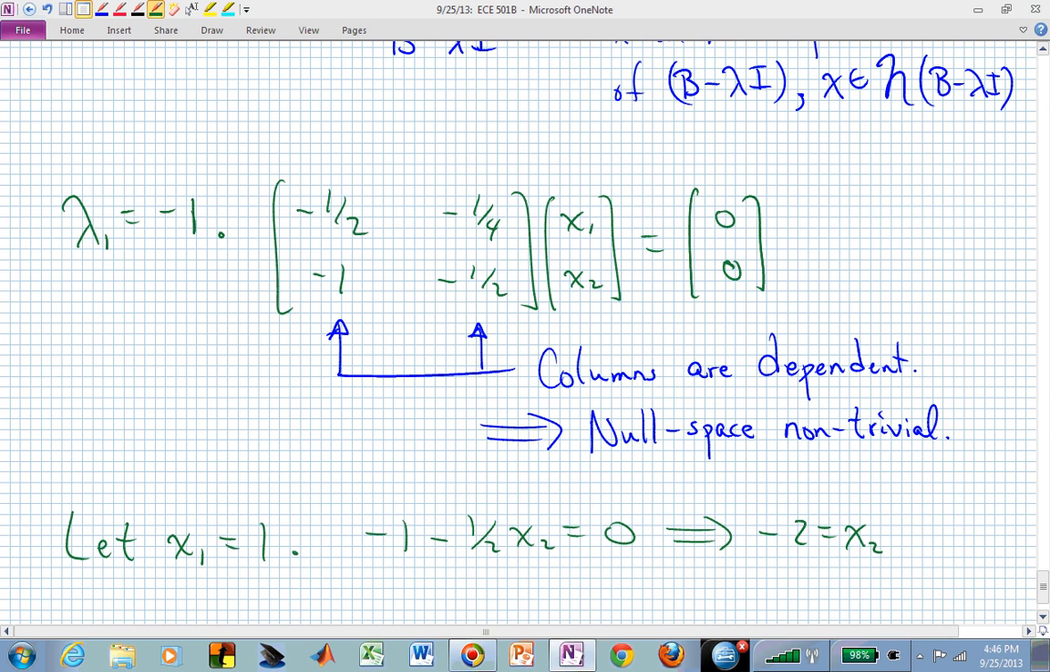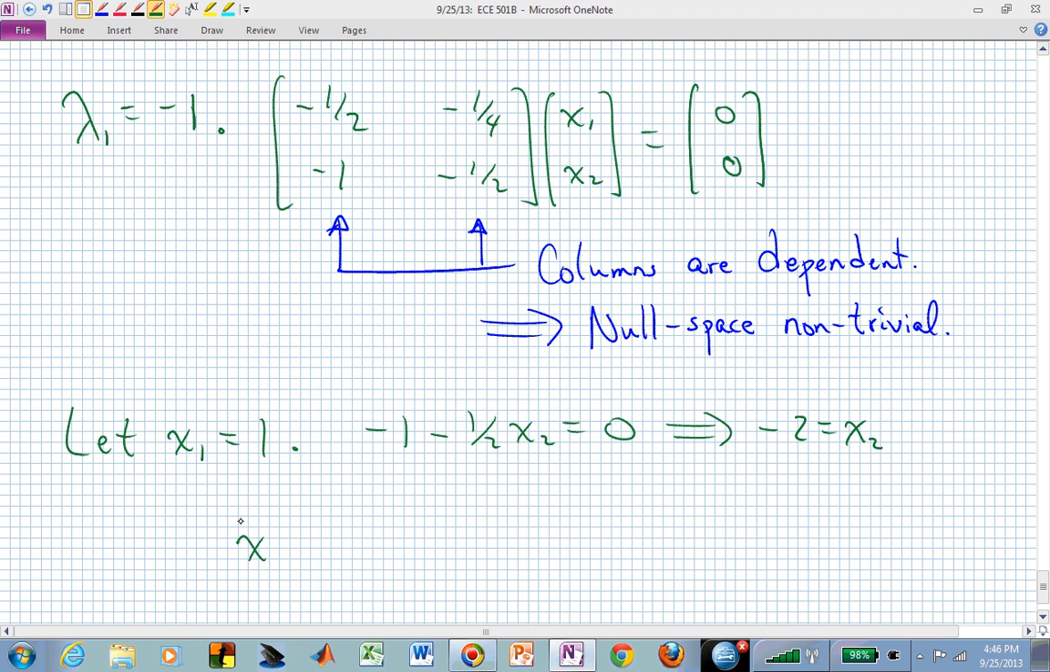or if I replace x sub 2 with minus 2, I better get 0, which says now that my eigenvector for a value of lambda 1 equal to minus 1, what's that eigenvector look like? Well, I set x1 to 1, that forced x2 to be minus 2. That's now an eigenvector associated with lambda sub 1 equal to minus 1 for this matrix B.